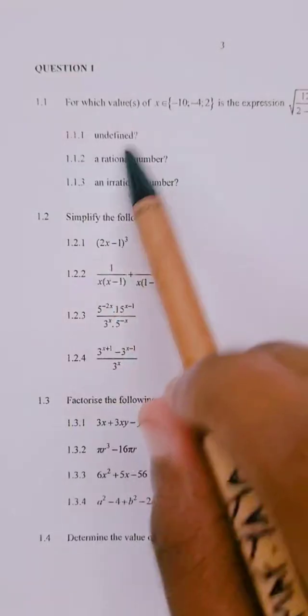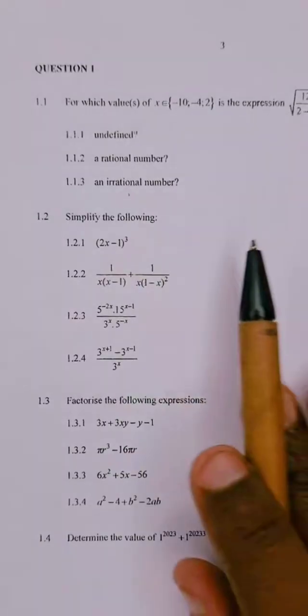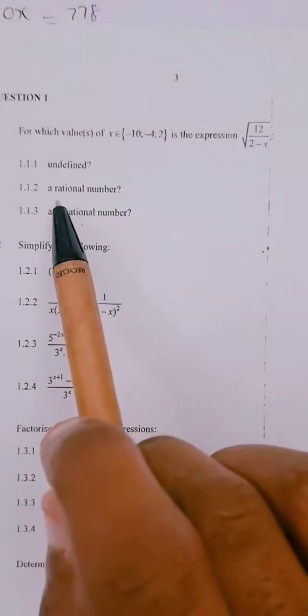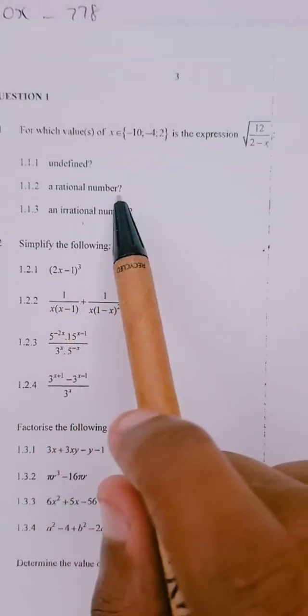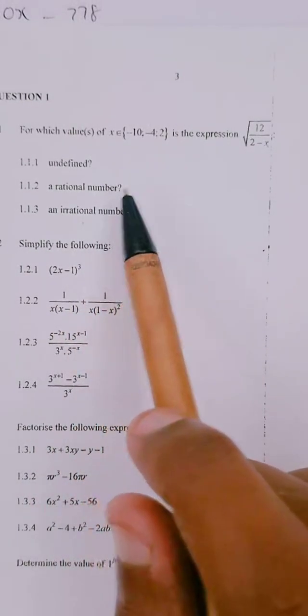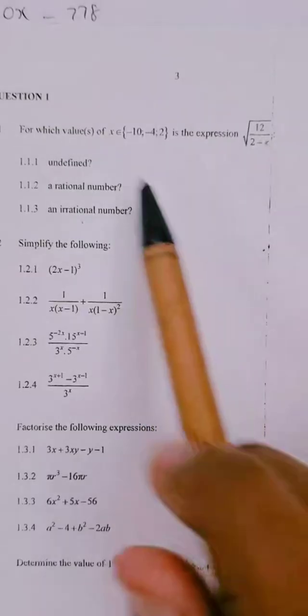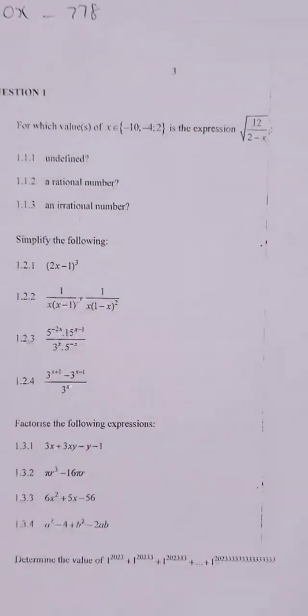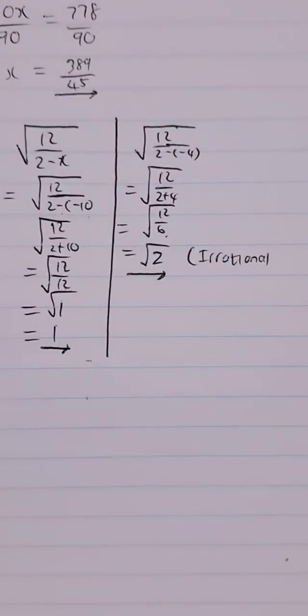So we have x equal to 2 for undefined, because we get a zero denominator when we substitute 2. x equal to negative 10 for a rational number, because 1 can be written as a fraction where the numerator and denominator are integers and the denominator cannot be 0. And then 1.1.3, when we substitute x equal to negative 4, we get an irrational number. And I hope we are good. We are happy there. Okay.